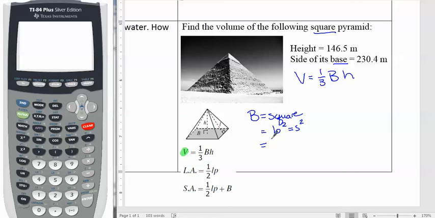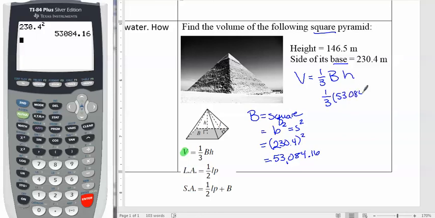So I'm just going to take 230.4 and square it to get my area of a base. And I'm going to do that in my calculator. And magically, I get this really super huge number, but that's okay. 53,084.16. And that's going to be my big B. I still need my height, but they gave it to me, so I just plug that directly in.